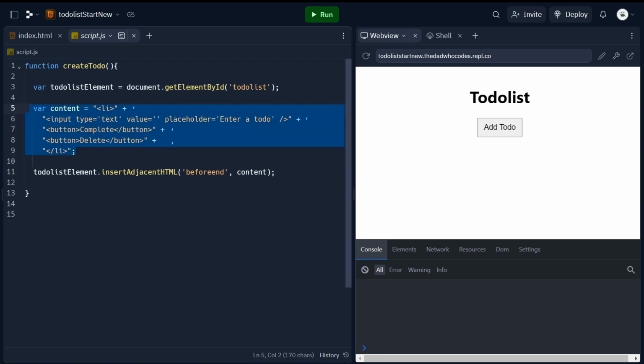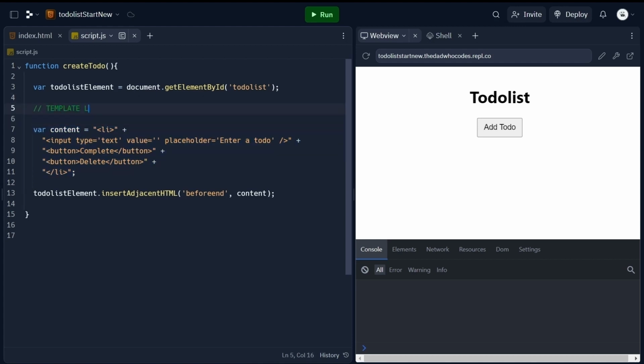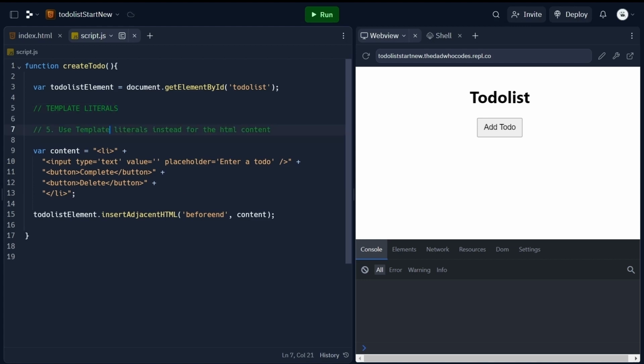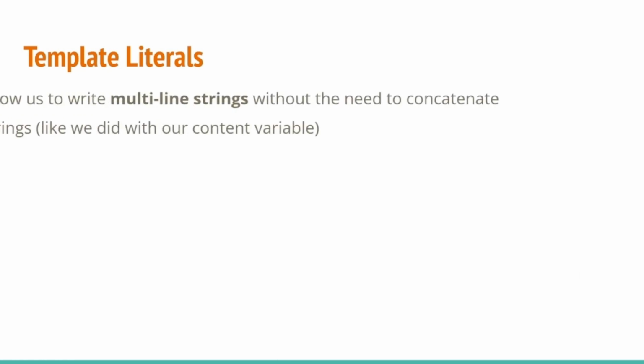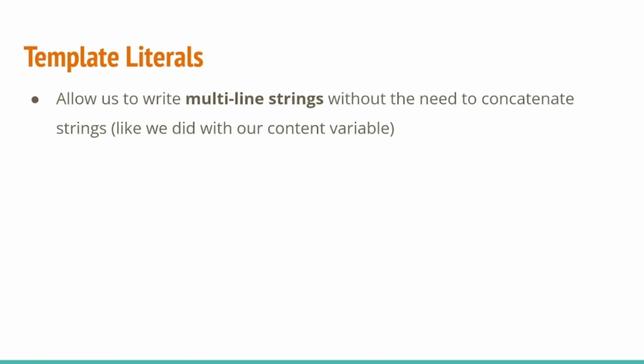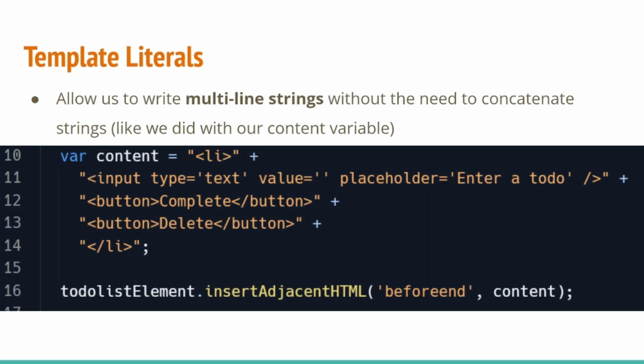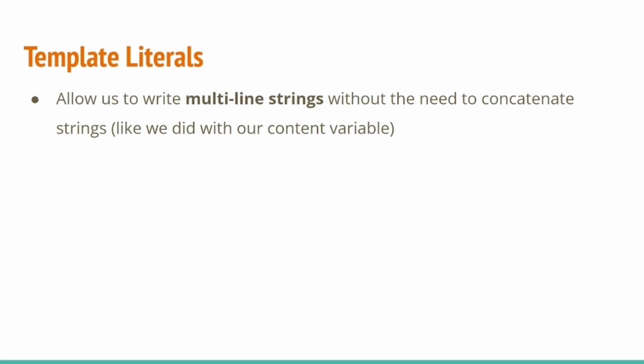At the moment, we are concatenating our strings into HTML content for each to-do list item. A better way to do this is to use template literals. So what are template literals? Well, they allow us to write multi-line strings without the need to concatenate strings. So if we look at the content variable that we used in the previous video, I'm concatenating a string to another string using the plus icon and adding them together in order to make a multi-line string.